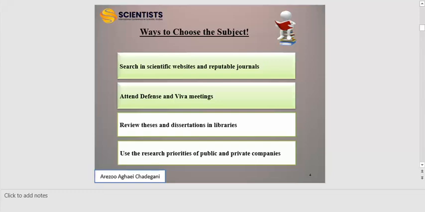Number four, use the research priorities of public and private companies. In this way, you can get research funds and also you can get the research data easily.